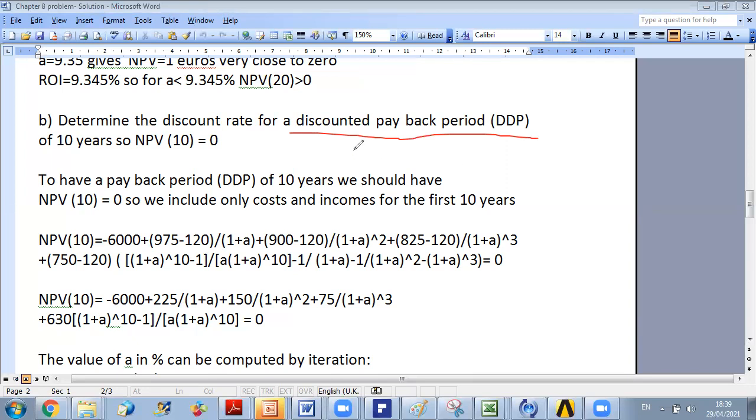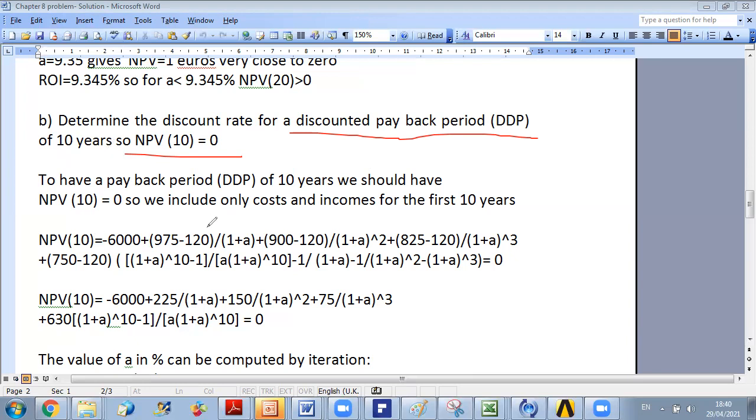So the equation to set in order to find the discount rate for which the payback period will be 10 means that at year 10, we will have 0 balance. So NPV 10 is equal to 0. Now, your equations will not change a lot. Once you do the first step, the other equations will be very simple. Just you should pay attention.